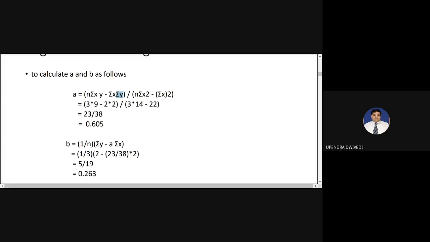The n here is 3. We'll take sigma x square, that is 14, minus the square of sigma x, which is 2 square. Now we calculate the whole value, and it comes to 0.605.